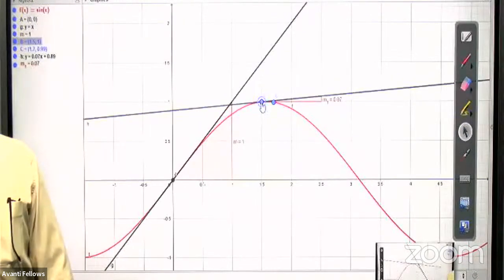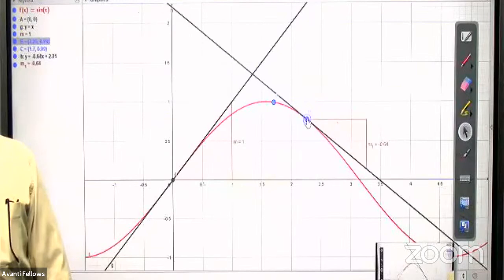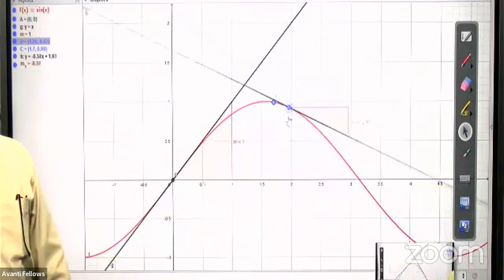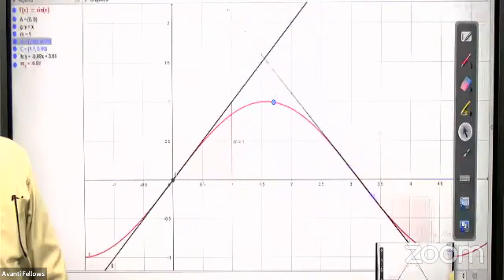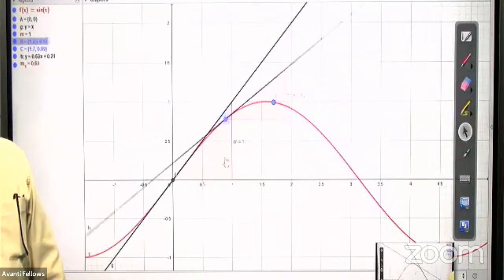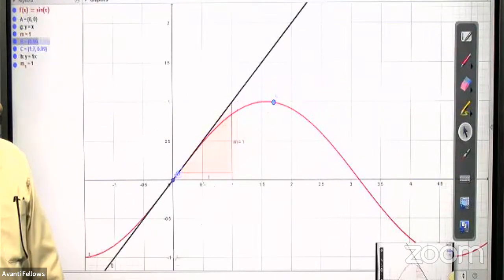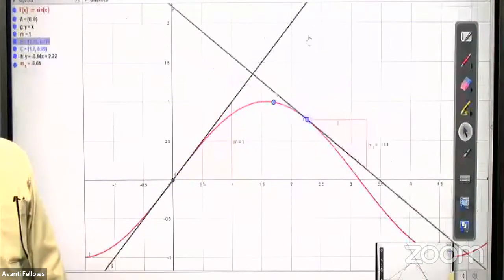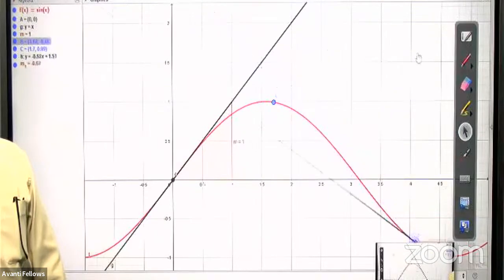Okay. So if I move this point, you can see the tangent is changing and the slope is also changing. So everywhere you will get a value. Wherever I move this point, there exists a tangent, and the tangent has a slope also. So that means the function is differentiable. Sin x is a differentiable function at each and every point.